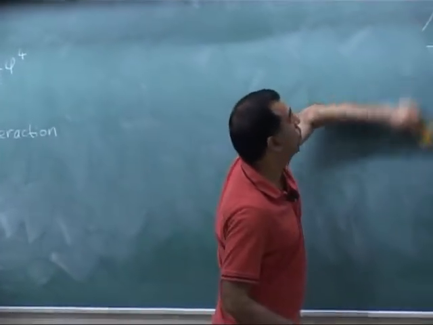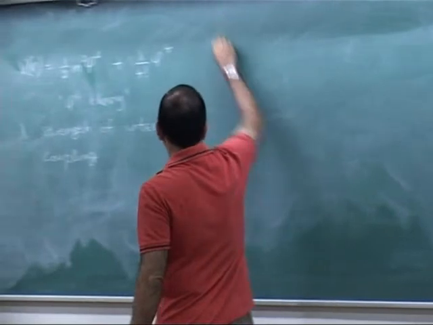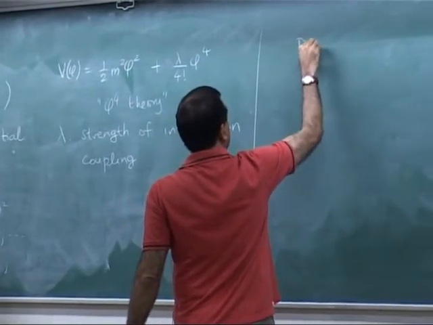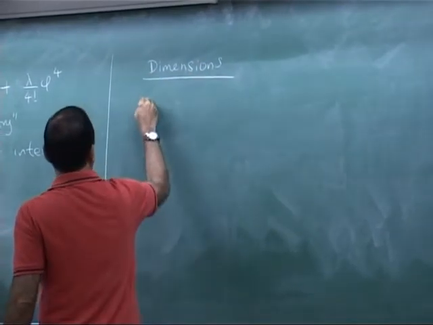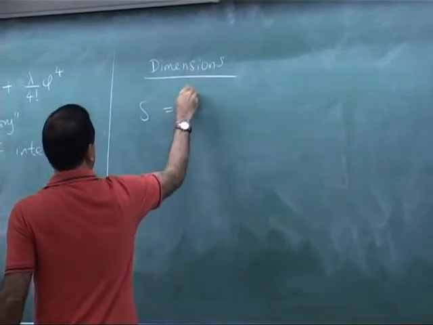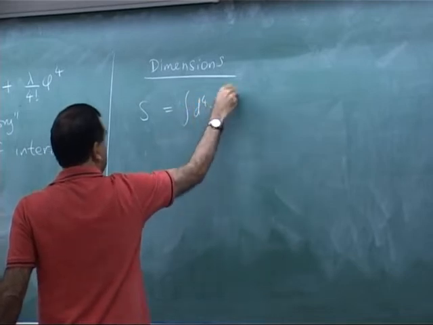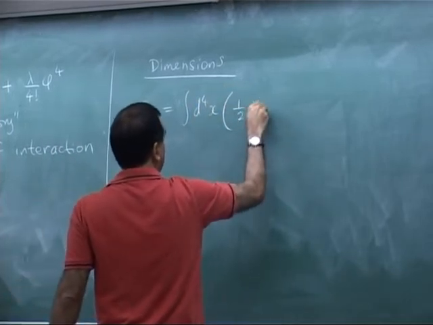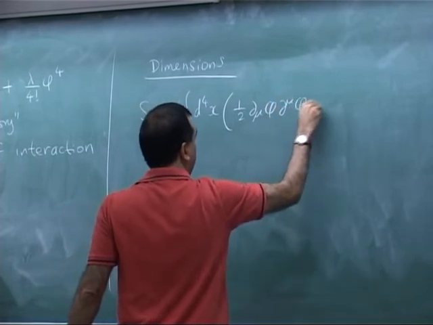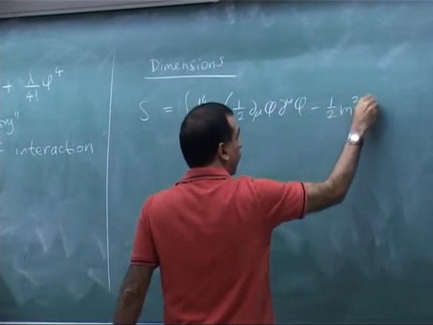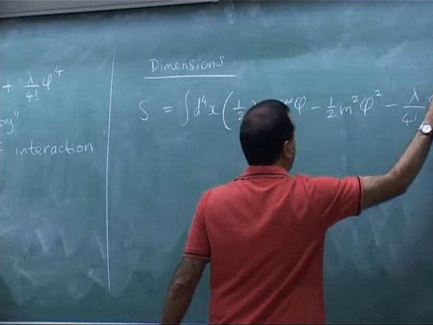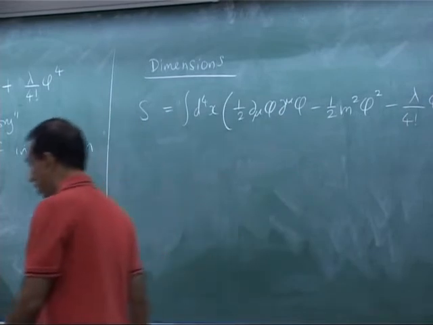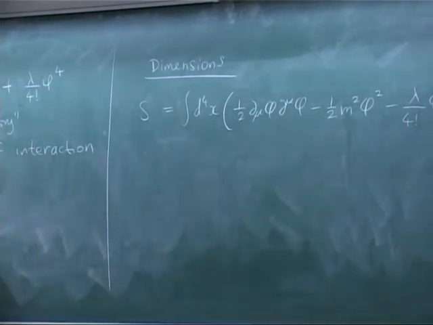Before going on, I want to say a few words about dimensions, which is very useful. You see, the action is the integral d^4x. Let me write now the action we are working with. Now, do you know in quantum mechanics what are the dimensions of action?